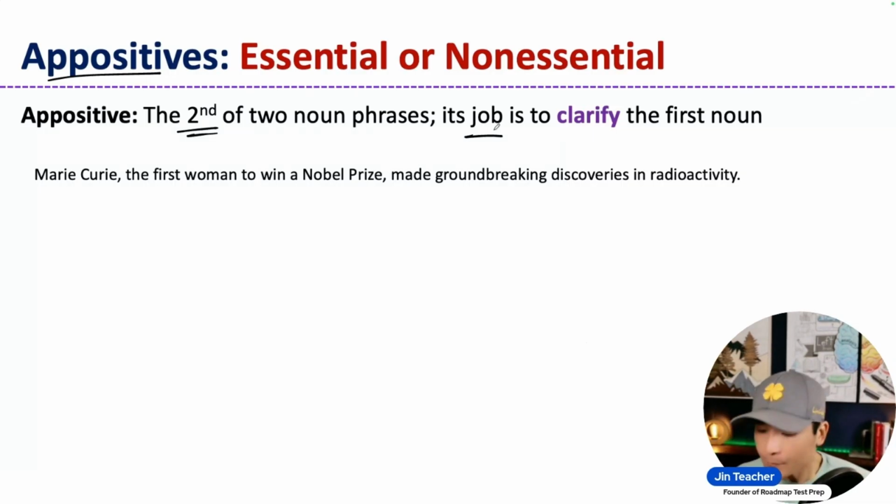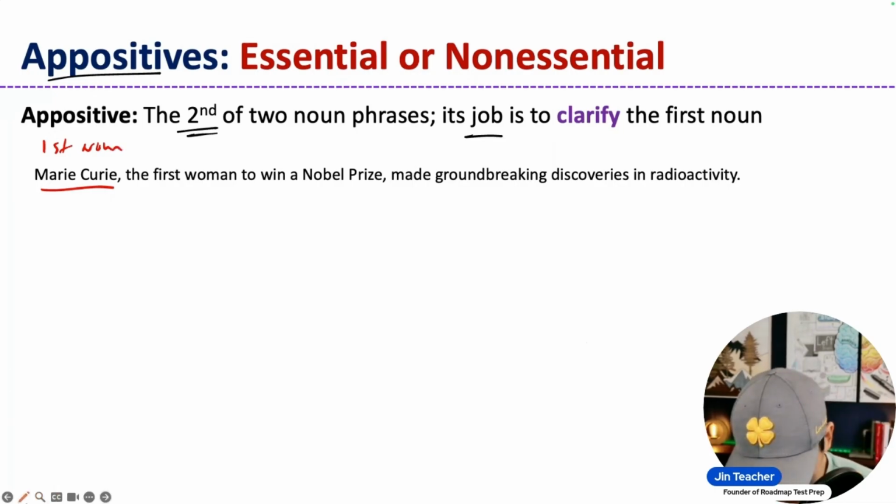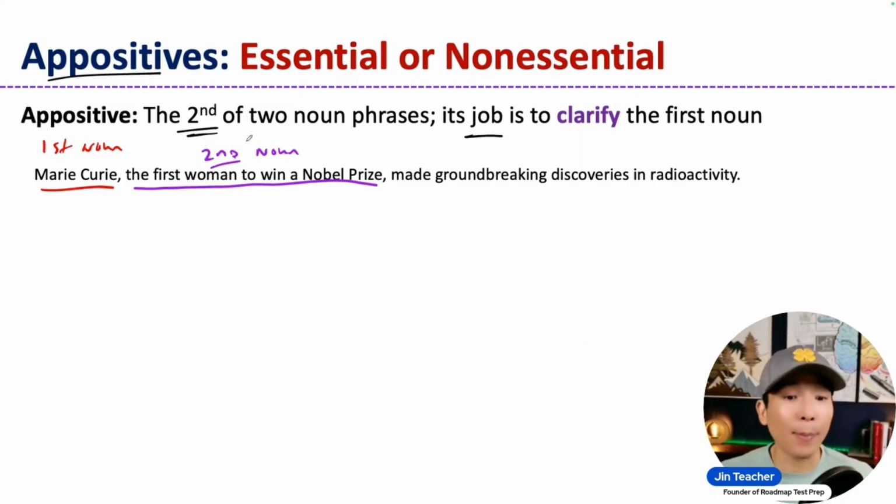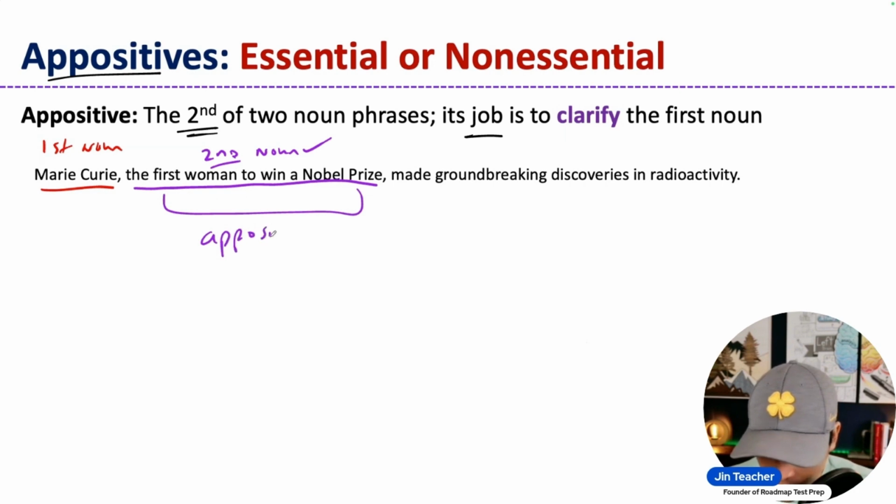Here's an example. The sentence says, Marie Curie, the first woman to win a Nobel Prize, made groundbreaking discoveries in radioactivity. I want you guys to underline Marie Curie. This is your first noun phrase. And then here, the first woman to win a Nobel Prize, this is your second noun phrase. Notice how these two noun phrases are back to back, right next to each other. This second noun phrase is called your appositive. So the first woman to win a Nobel Prize is the appositive.